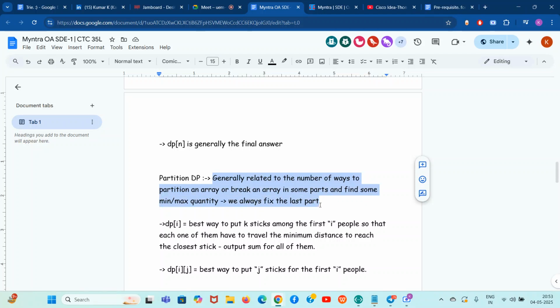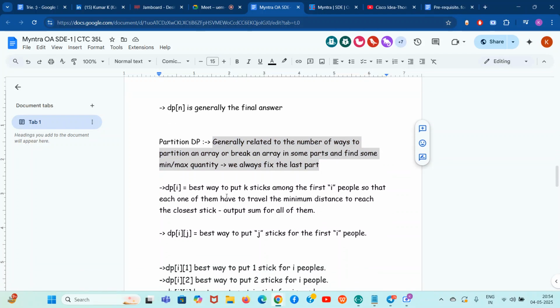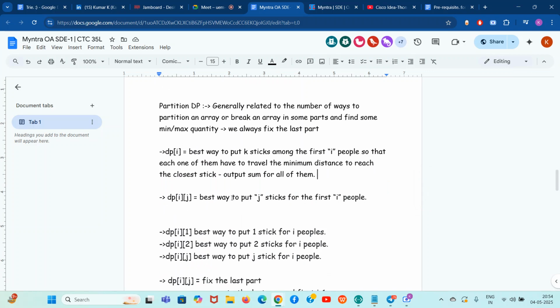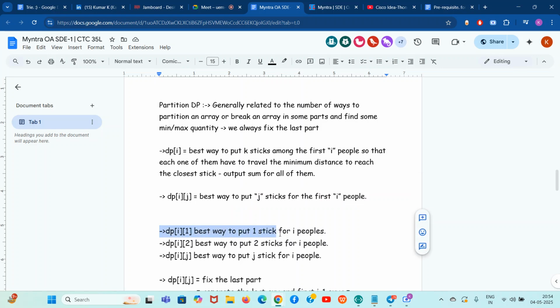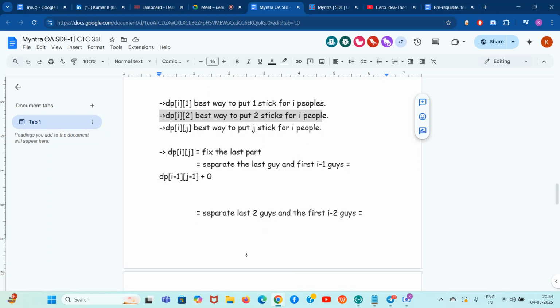We always fix the last part. So, guys, dp of I is the best way to put k sticks, meaning k foods, among the first I squirrels, so that each one of them has to travel the minimum distance to reach the closest stick. Output the sum for all of them. So dp i j is the best way to put j sticks for the first I people. dp i 1 is the best way to put one stick for I people. dp i 2 is the best way to put two foods for I squirrels, like this.